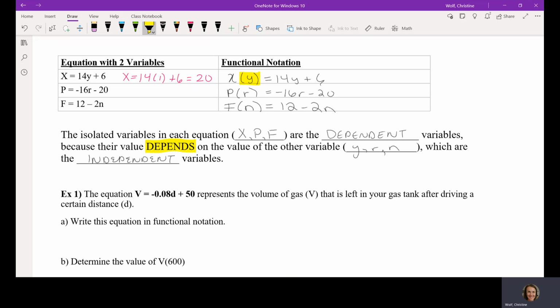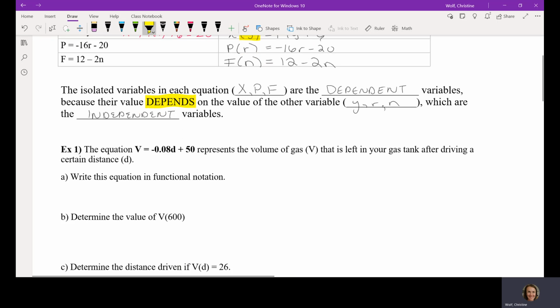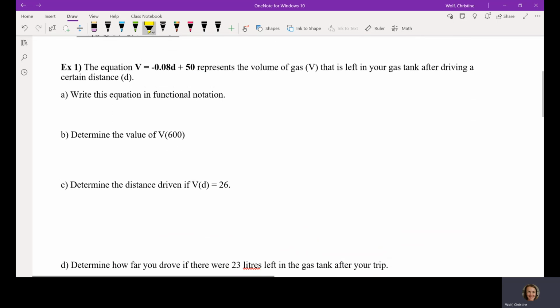I can do whatever I want with the y, but then the x depends on what y value I throw in. Okay, I hope that makes sense. So here's an equation. Here's a problem, actually.